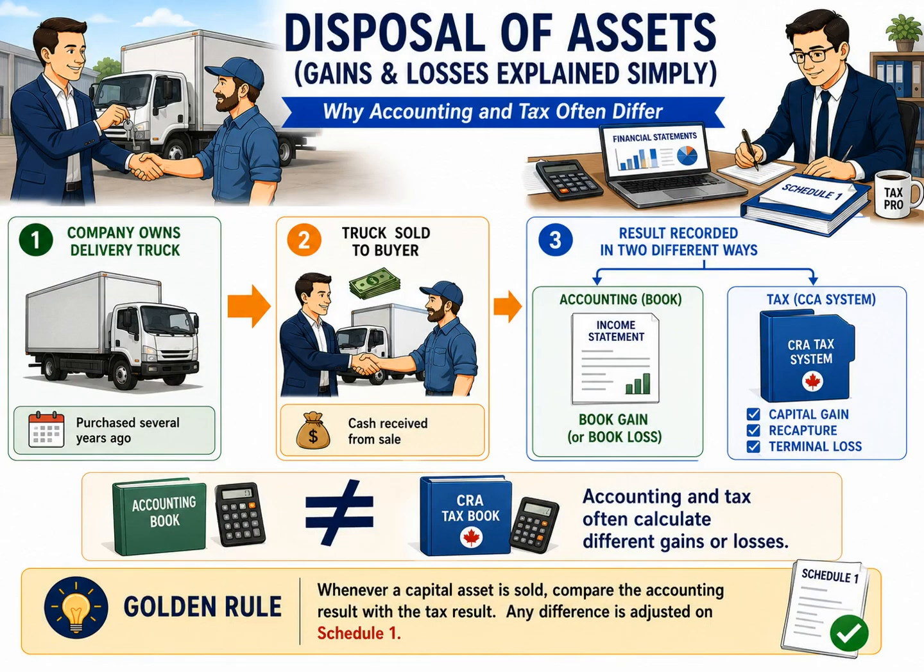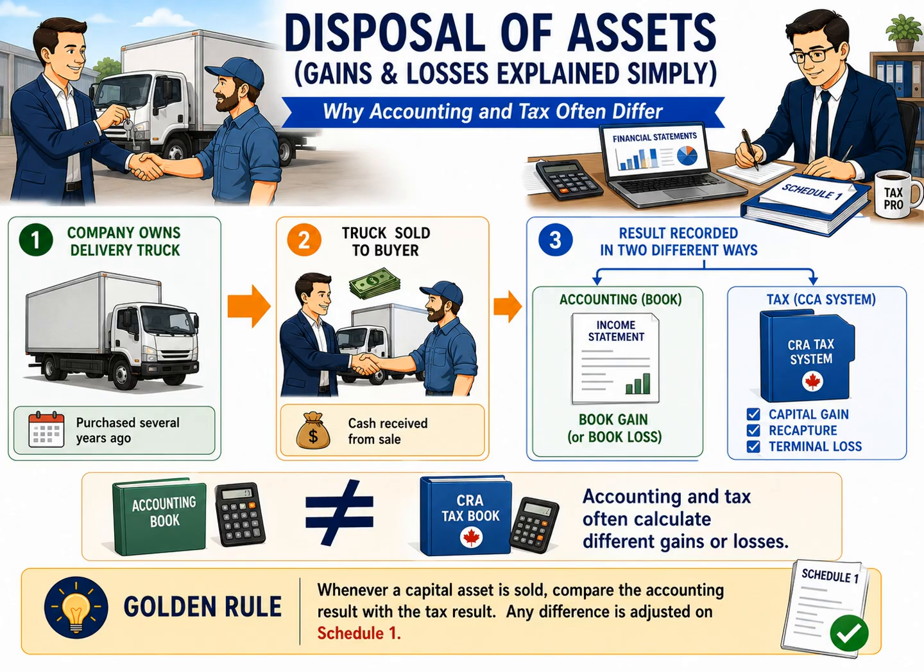When a corporation sells one of its capital assets, such as a truck, machine, computer, or piece of equipment, the transaction often creates one of the most important Schedule 1 adjustments. At first glance, selling an asset seems straightforward. The company sells the asset, receives cash, and records either a gain or a loss in its accounting records. However, this is where accounting and tax begin to follow different paths.